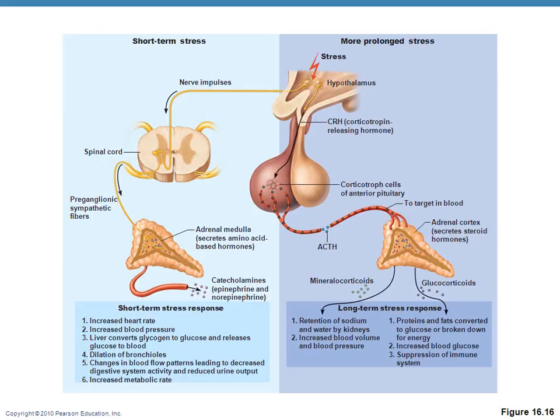So again, this is a picture that I would look at and really make sure that I can give as much information. If this was going to be on your test, could you explain this entire picture? Why is it short term? Why is it long term? What's the difference between a neural stimulus and a hormonal stimulus? Give examples of why catecholamines do what they do.